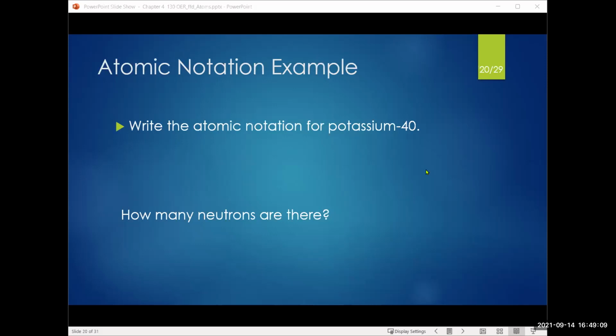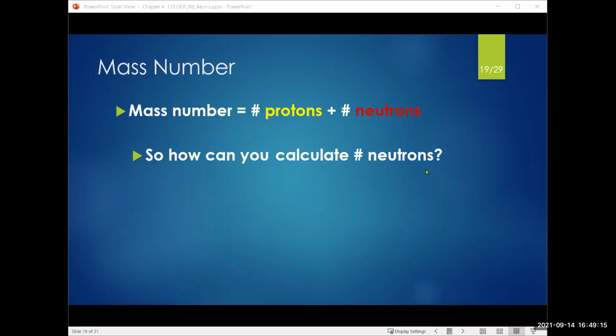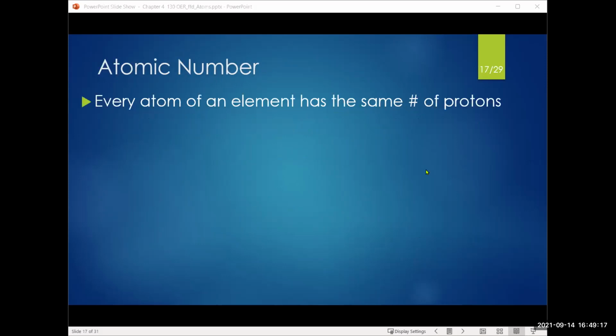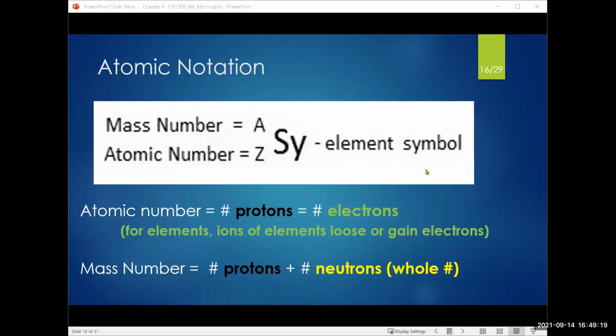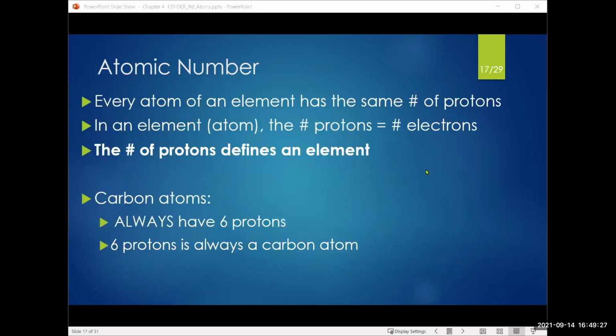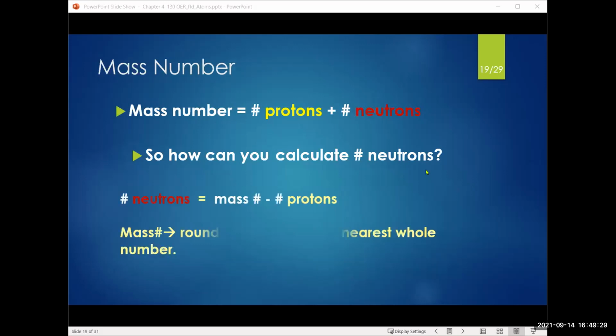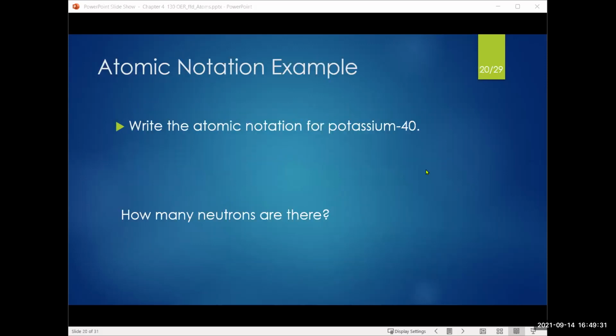But two things here. They're telling you to write the atomic notation for potassium 40. That is the atomic notation: SY is the symbol, the mass number is upper left, and the atomic number is bottom right. So they're saying potassium 40. Now, is potassium 40 the most abundant isotope there is?